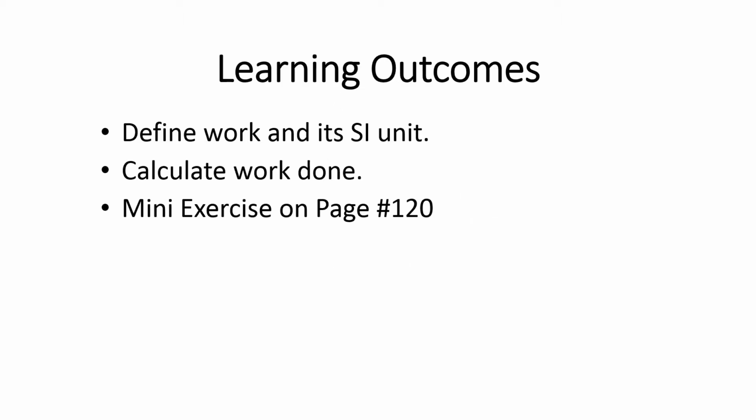Learning outcomes. The learning outcomes for this lecture include: you will be able to define work and its SI unit, and then you will be able to calculate the work done. There is a proper formula to calculate the work. We will discuss this formula in detail, see how we can put in the values, and how we can easily calculate the work by using the formula of work. Then you will be able to solve the mini exercise on page number 120 that is related to work. So these are the learning outcomes for today's lecture.